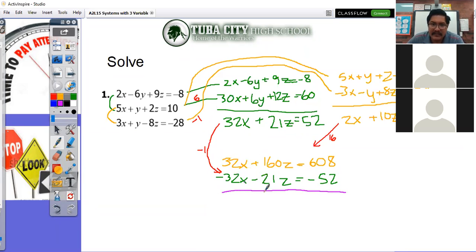Let's see, this cancels out, which is what we wanted. That was our goal. And here it looks like we get negative, let's see, 160 minus 21. It'd be 139 is what I believe, but I don't want to make any mistakes here. And then 608 minus 52, that'd be 556.